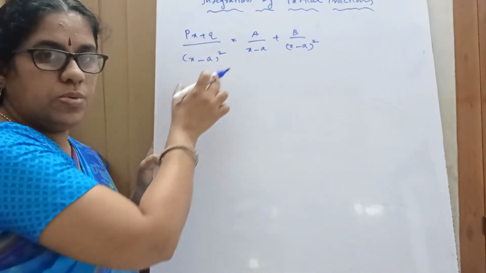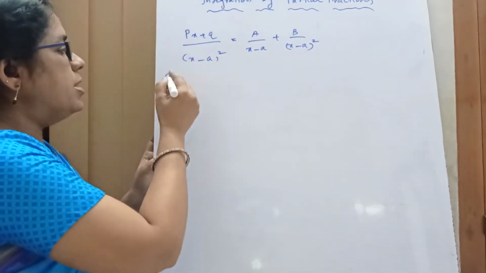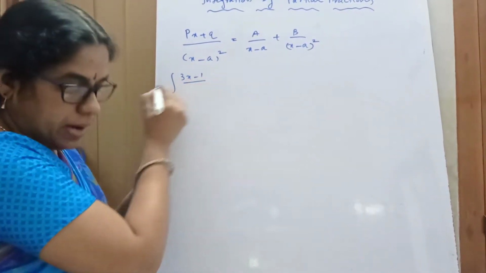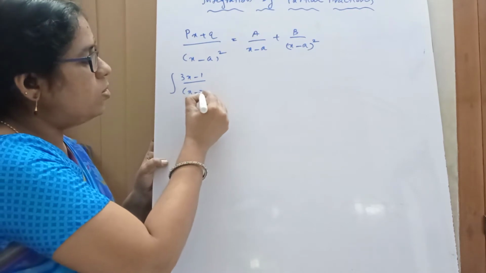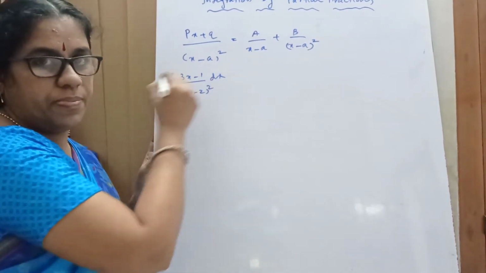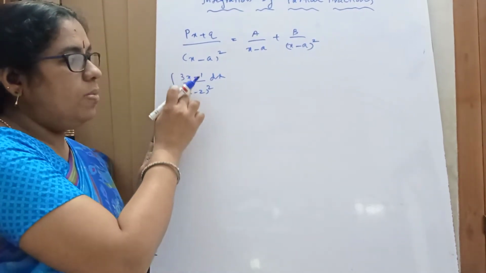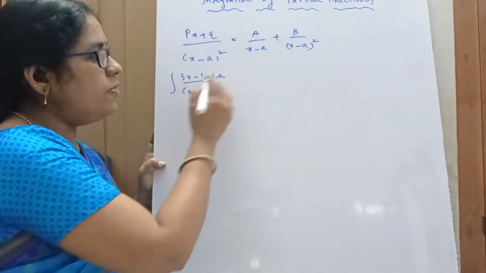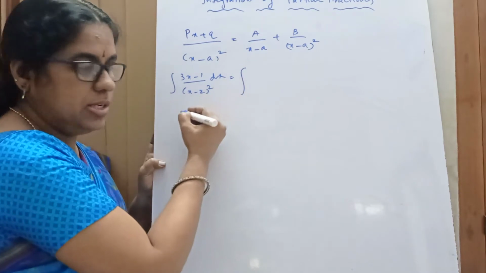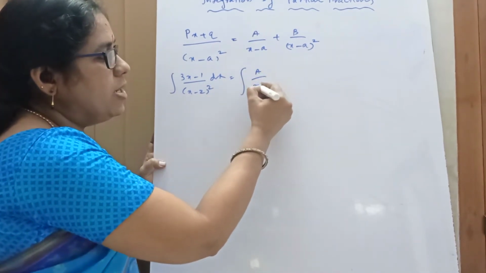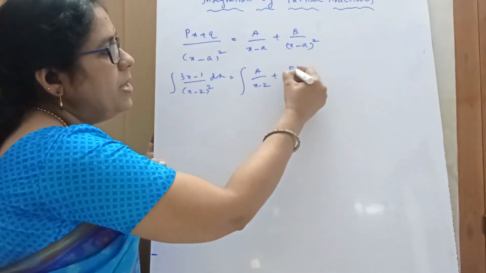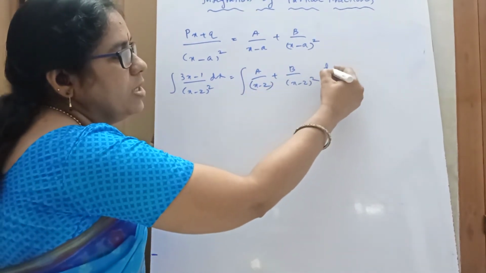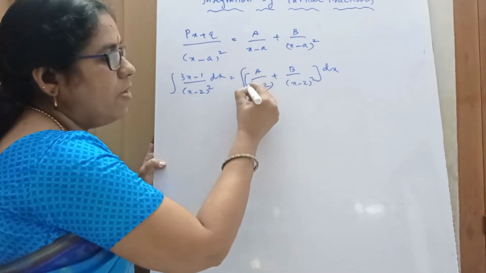So we can continue this with one example: integral of (3x - 1) divided by (x - 2) the whole square dx. The function is of the form (px + q) divided by (x - a) the whole square. Therefore, the partial form of this function is A by (x - 2) plus B by (x - 2) the whole square, dx. This is the partial form.